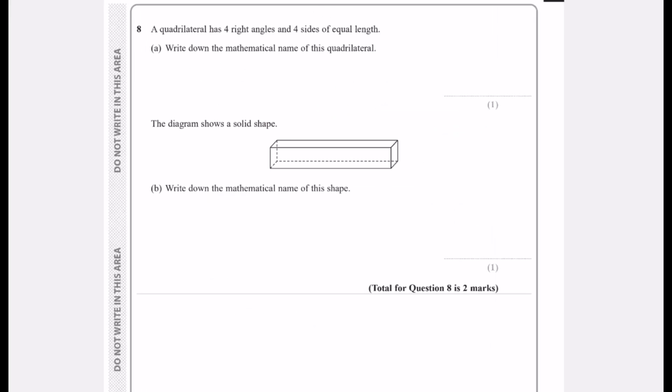Question 8. A quadrilateral has 4 right angles and 4 sides of equal length. Write down the mathematical name of this quadrilateral. So it's 4 sides of equal length and 4 right angles. It's a square. The diagram shows a solid shape. Write down the mathematical name of this shape. This one is a cuboid.